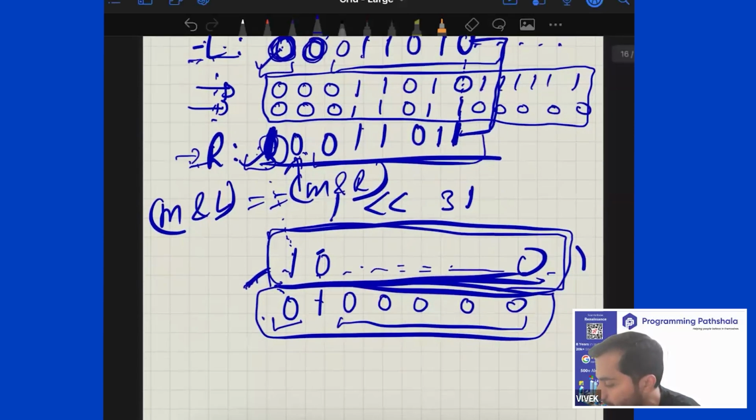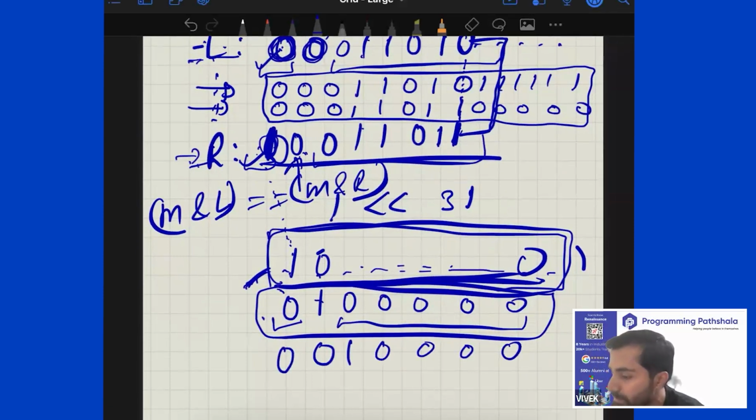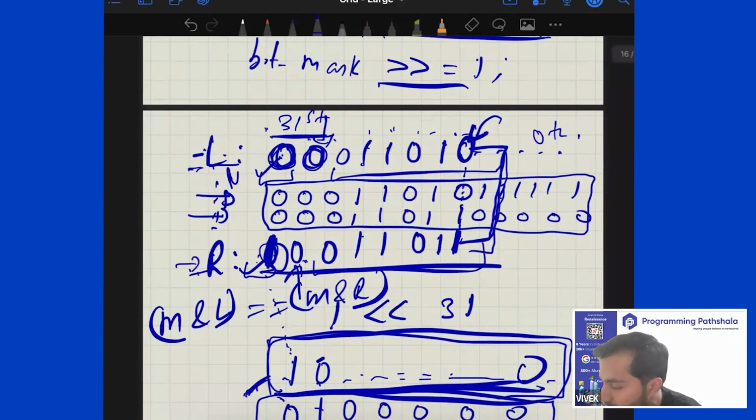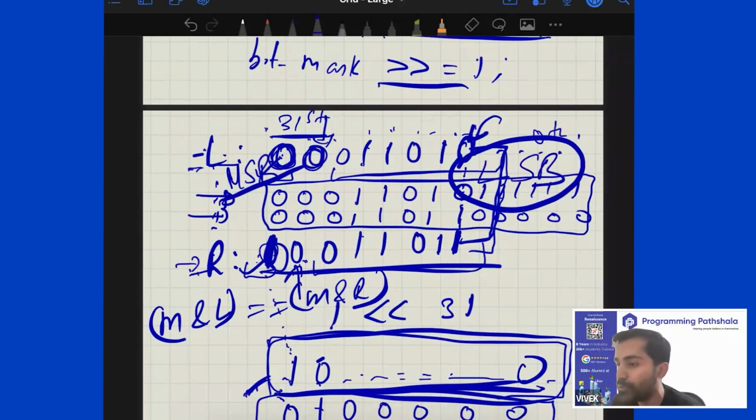Again, you will right shift it by 1 unit. Thereby, you will get something like this. So now do you understand why we are right shifting? Right shifting is just like iterating from the 31st bit to the 30th bit to the 29th bit to the 28th bit to the 27th bit all the way till the 0th bit, till you find the first bit position where there is a mismatch. This right shift is just to iterate from the most significant bit position till the least significant bit position. Is it making some sense? Do you guys understand it?